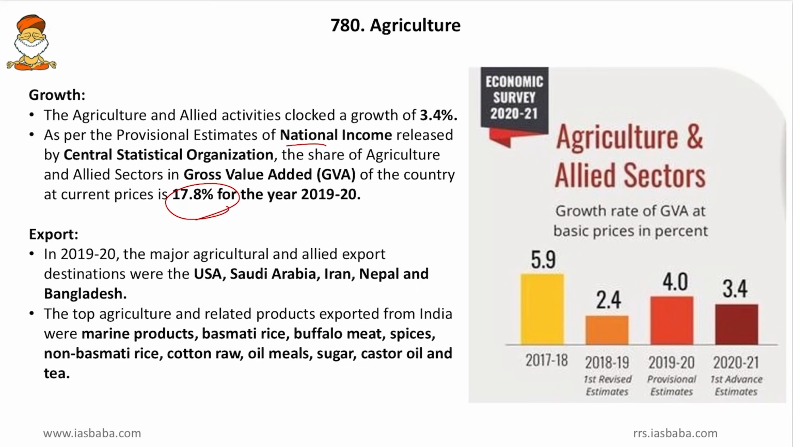But however, the estimates of national income and the Central Statistical Organization, these two have to be revised and remembered. Then come to exports. In 2019-20, the major agriculture export destinations were USA, Saudi Arabia, Iran, Nepal and Bangladesh. So this USINB or the USIMBA, you can remember that. Then the top agriculture and related products exported from India were marine products, then basmati rice, then buffalo meat, then spices, non-basmati rice, cotton raw, oil meals, sugar, castor oil and tea. So friends, remember two to three of them, that is the marine products, then basmati rice and then cotton, sugar, oil meals and others. So these are a few facts regarding the agricultural exports.